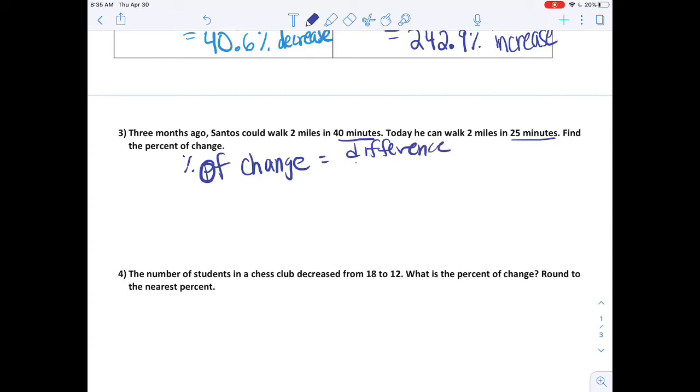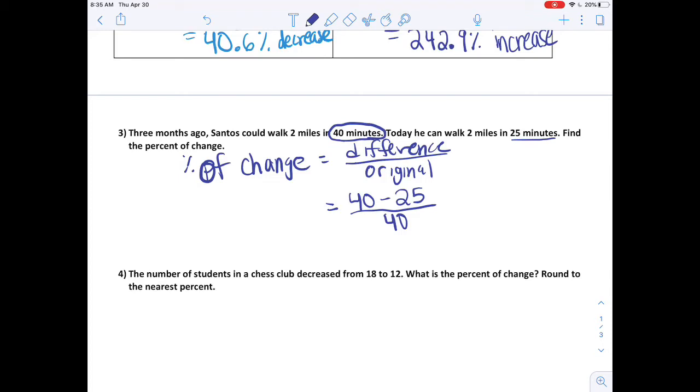equals our difference over our original. So the difference would be 40 minus 25 over the original. So where did he start? He started 3 months ago. He started at 40 minutes.